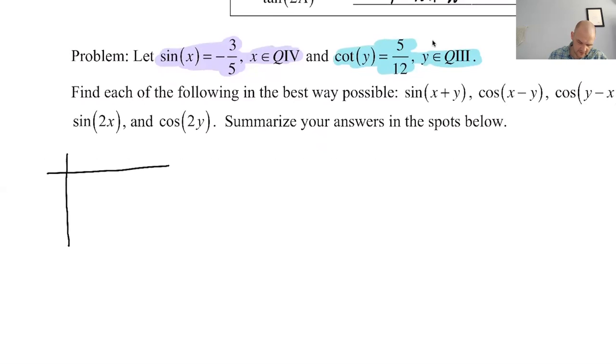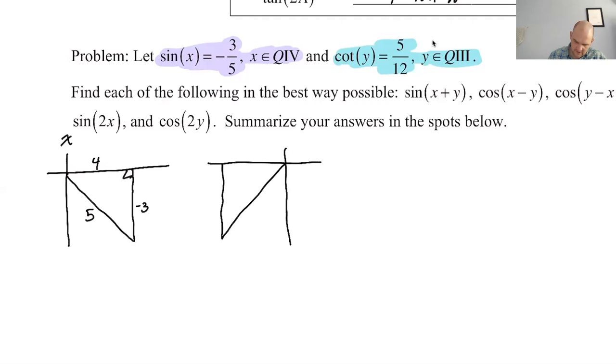So here, quadrant 4. Okay, so sine is negative 3/5. So negative 3, 5, and 4. So this is for x. And then for y, I need quadrant 3, so maybe draw it correctly. Here and then here. Okay, so cotangent is 5/12, so tangent is 12/5, but this is quadrant 3, so tangent's positive, but sine and cosine are negative, so we got to get that right. Negative 12, negative 5, and 13. Okay, and this will be for y.